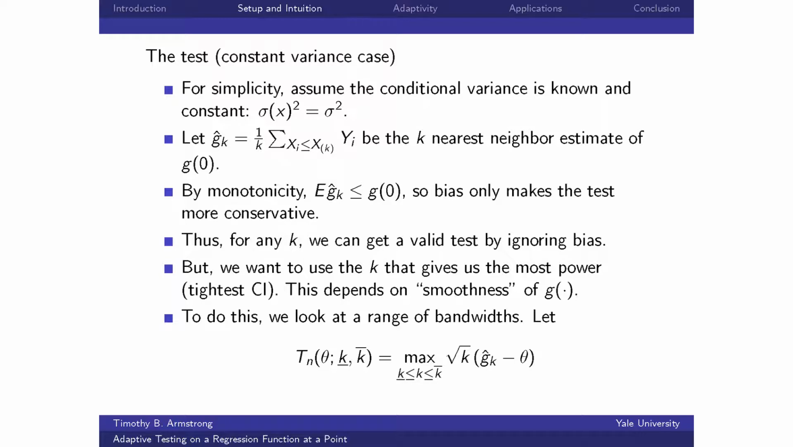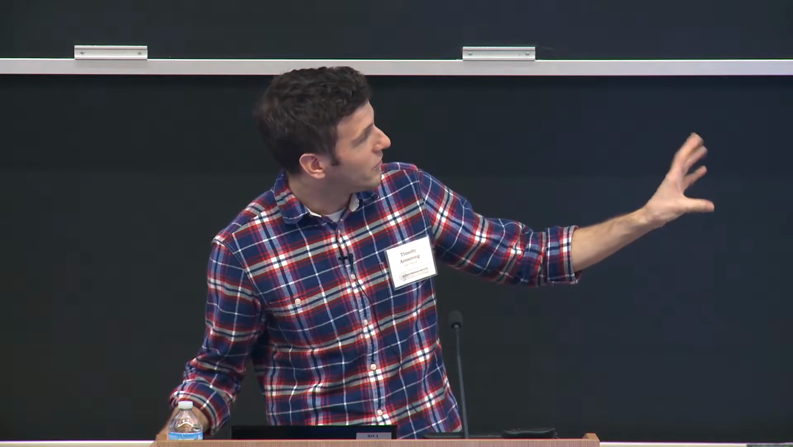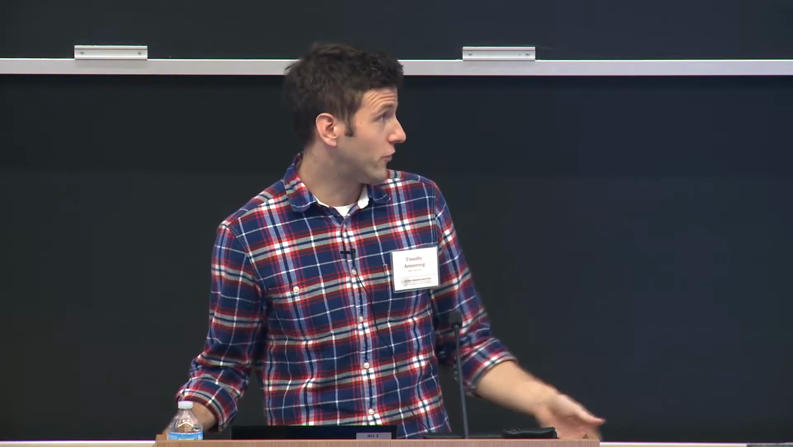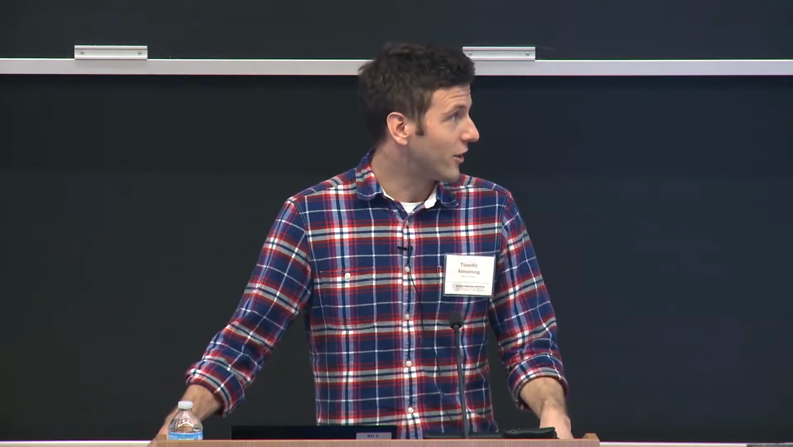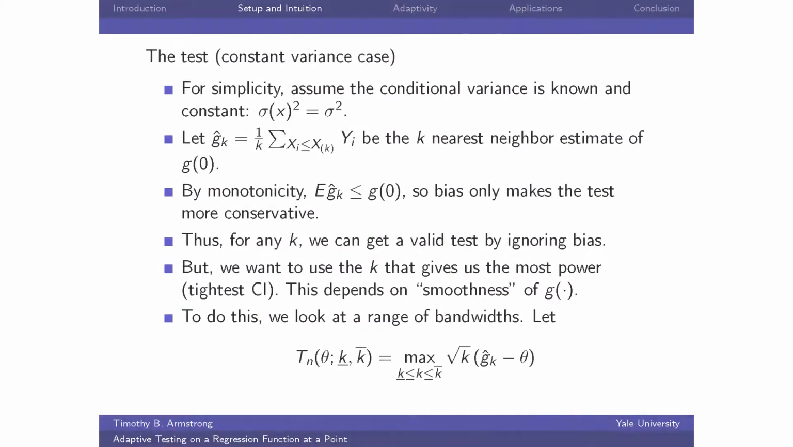We don't know what k to choose, but by the monotonicity assumption, we know the direction of the bias, right? Under the null, the expectation of g hat k, under the assumption of monotonicity, has to be less than or equal to g of 0. For any given k, we could get a valid test just by ignoring the bias and reporting the test for that given k. But here we want to choose the k that gives us the most power, so the tightest confidence interval, which depends on the smoothness of g, which is the problem I was motivating at the beginning of the talk.